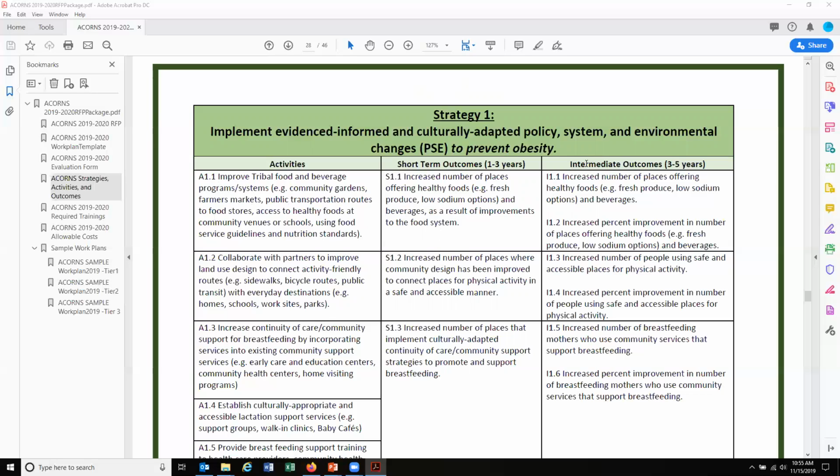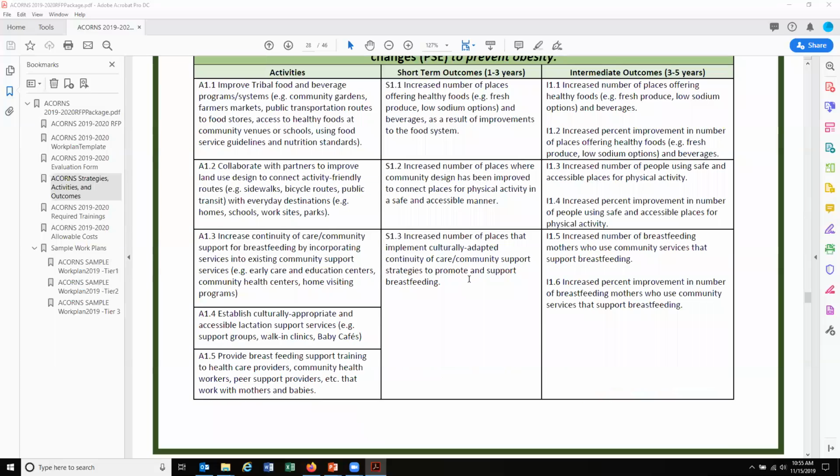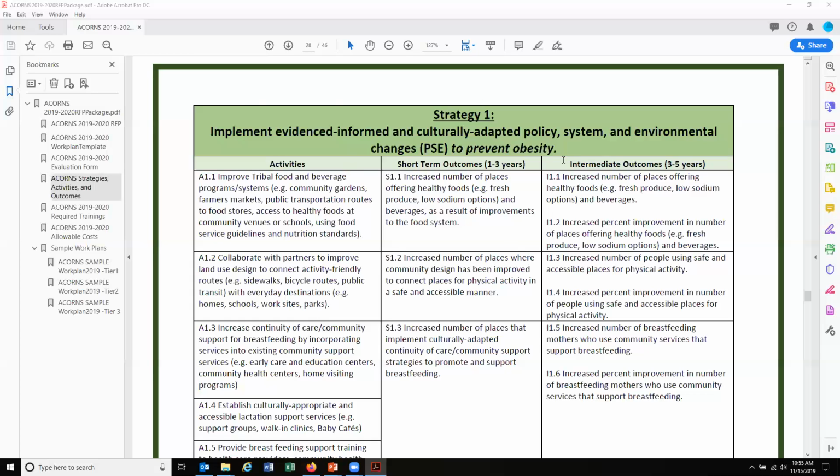Furthermore, there's intermediate outcomes. These are 3 to 5 year outcomes. So again, these are things that probably won't happen in 1 year, but hopefully could happen over the course of this 5-year grant as we continue to work on these activities. So these should intuitively match up. You'll notice that this activity goes across and has 2 intermediate outcomes. This activity has 1 short-term outcome and 2 intermediate outcomes. These 3 are all related to breastfeeding. They all have the same short-term outcome, and then they share 2 intermediate outcomes. So that's for strategy 1 to prevent obesity.